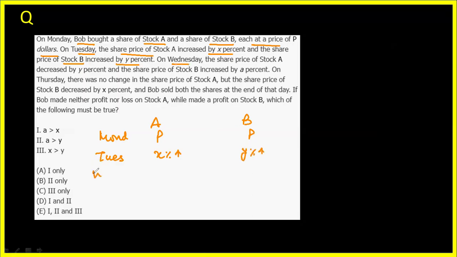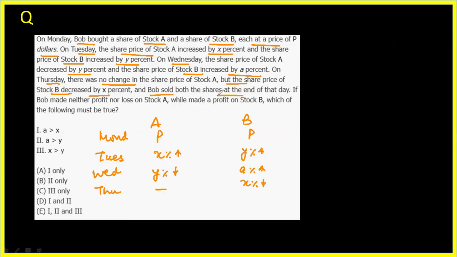On Wednesday, the share price of stock A decreased by Y%. So this got decreased now. And the share price of stock B increased by A%. On Thursday, there was no change in the price of stock A, so whatever the price was remained as it is, but the share price of stock B decreased by X%. So this got decreased.